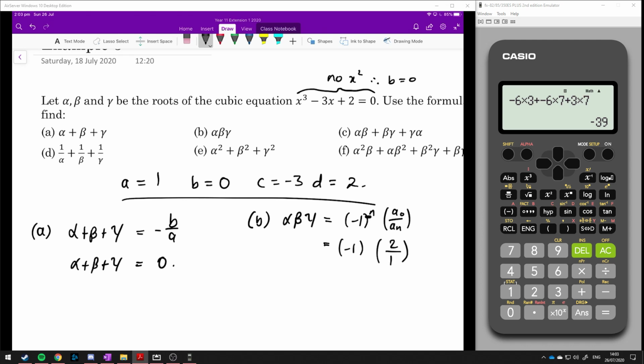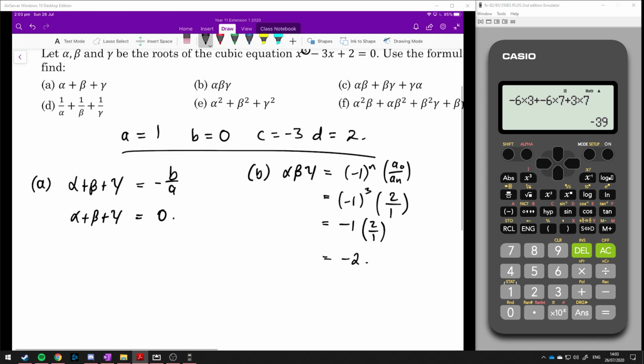Now the n is basically how many terms do we have in our expression, and in this case it's 4. Oh sorry, it's not how many, it's the highest value, it's the degree. The degree is 3, so the 3 goes up here. So minus 1 to the power of 3 is equal to minus 1. So it's going to be minus 1 lots of 2 over 1, which is equal to minus 2. So the product of the roots, alpha, beta, gamma, is equal to minus 2. The sum is equal to 0.